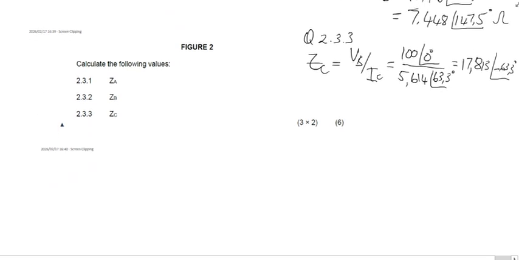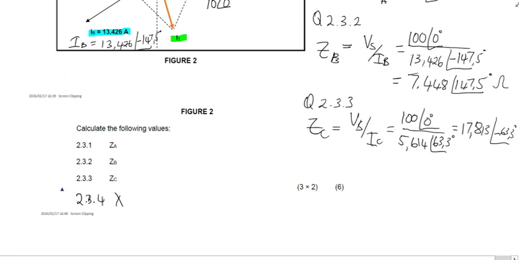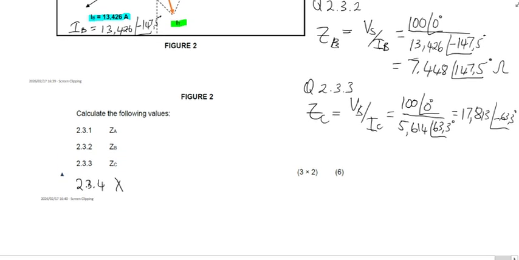Okay, so now the question can also continue. For example, I would add question 2.3.4. Now calculate, let's see which one will be better, let's calculate XB, and then let's calculate XC.